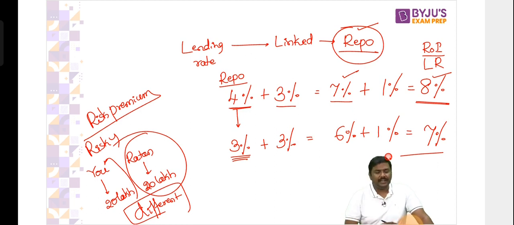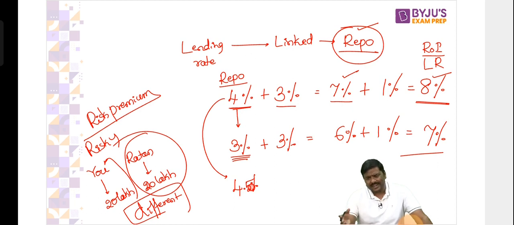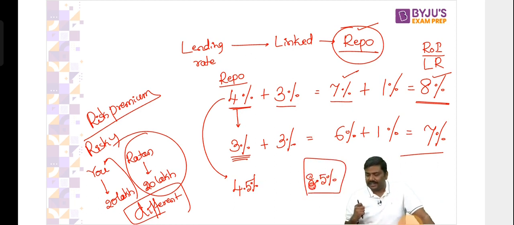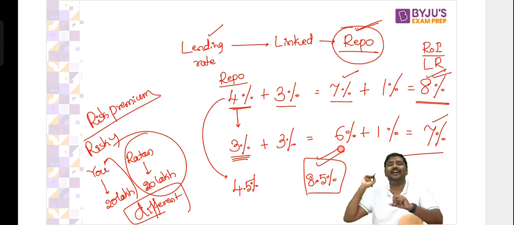On the flip side, what if the repo rate increases to, let's say, 4.5%? I will not calculate. Directly you can write: the lending rate will become 8.5%. So that is how, understand this, if you connect your lending rate to the repo rate, your rate of interest, that is your lending rates, will automatically get adjusted. I hope you understand this.